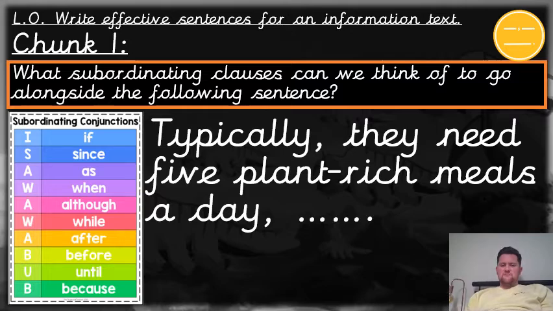Typically, they need 5 plant-rich meals a day after they've been on a long journey. They might need more food after the flu. Typically, they need 5 plant-rich meals a day while they are resting. Maybe they eat at the same time they're resting. What subordinating phrases can you have to describe them eating, to add extra information? Pause the video and add in some subordinating clauses.